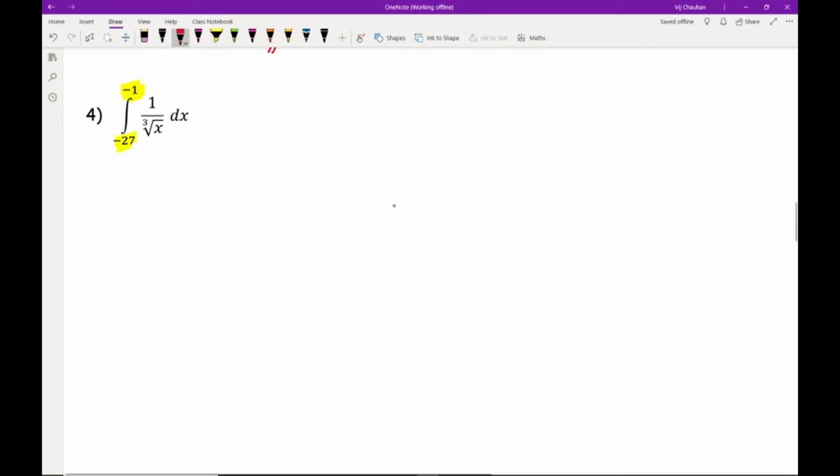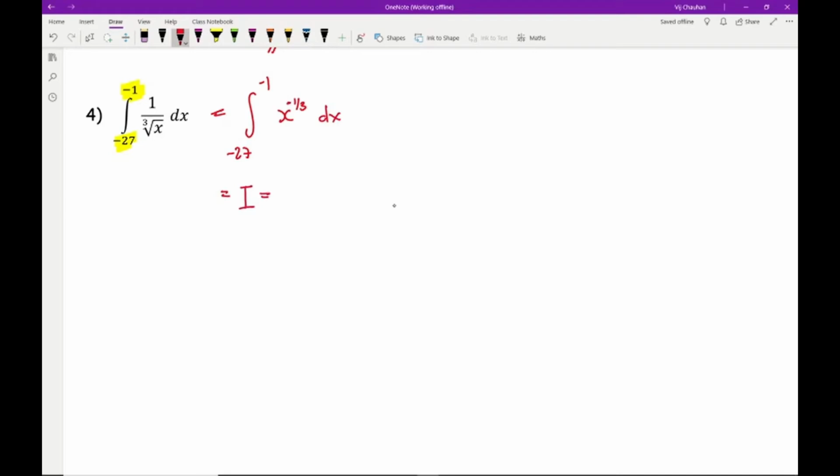So again, what I'm going to do is rewrite this integral. So I've got minus 1 minus 27, and now here I've got x. Now I want cube root, so that's going to be to 1 over 3, and I want the reciprocal, so it's going to be minus, and then I've got my dx. So now I'm in a step where I can integrate.